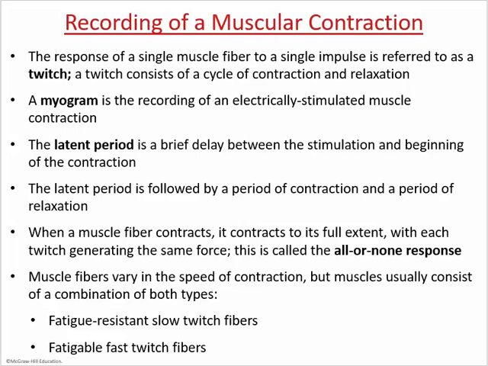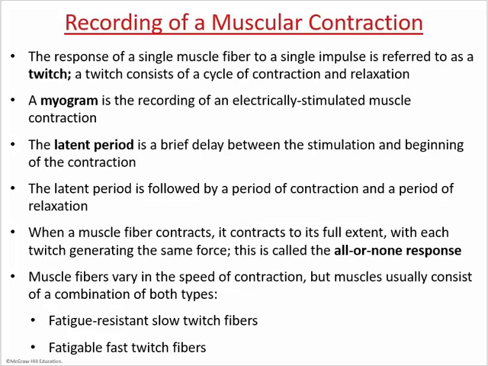After the latent period, the calcium levels are building up in the sarcoplasm. More calcium is binding to troponin, moving more tropomyosin out of the way, so more and more binding sites are exposed, more and more cross bridges are happening. This is called the period of contraction.